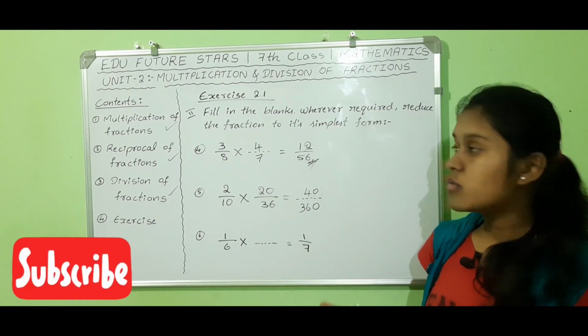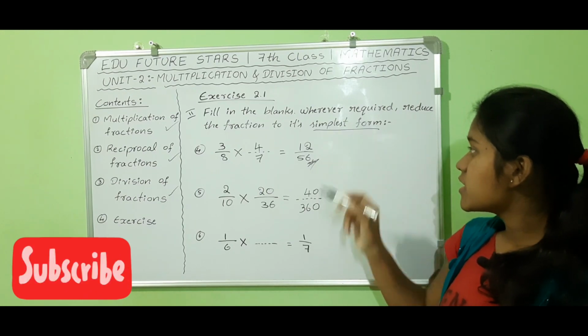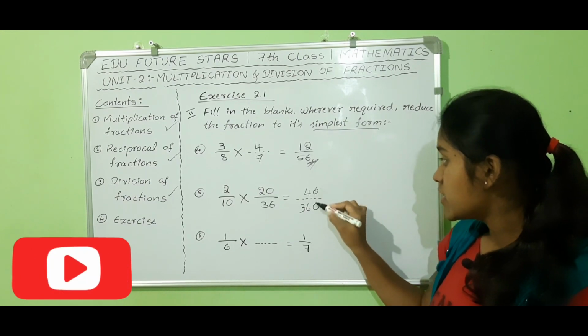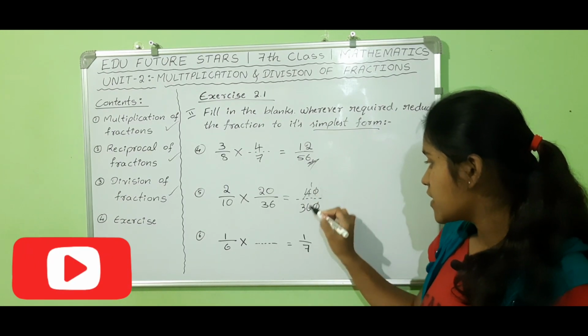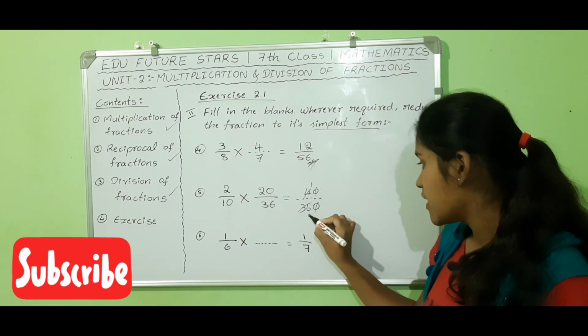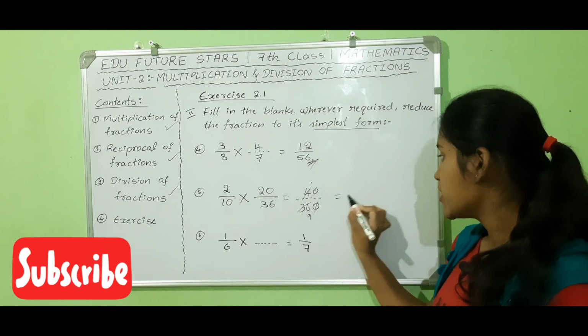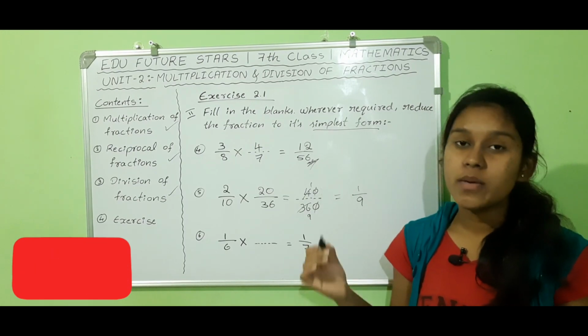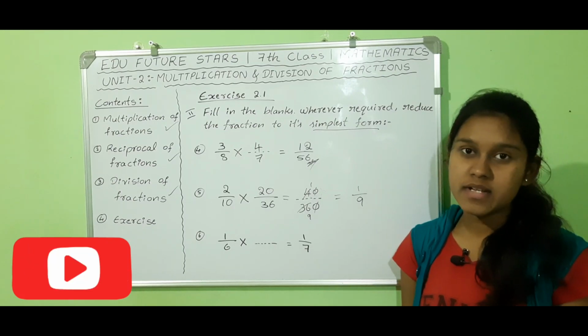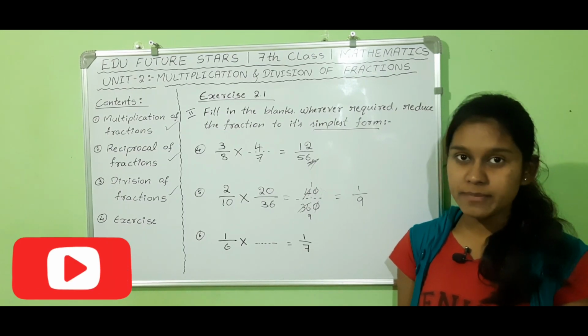Right. So we can also get the simplest form here, right? How? 0 and 0 will get cancelled out, right? And 4 ones are 4, 4 nines are 36. So what is the final result? 1 by 9, right? So 1 by 9 is our final result. That is the simplest form. Okay, simple.